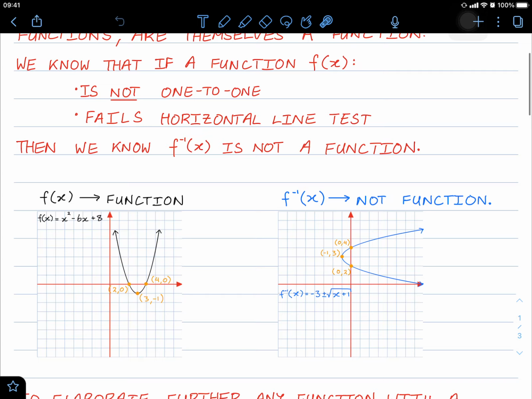We know that if a function is not one-to-one, meaning that it will fail the horizontal line test, then its f inverse is not going to be a function. So if this is a function, it doesn't necessarily mean that its inverse will be a function, but we do know that if it fails the horizontal line test, its inverse will definitely not be a function.